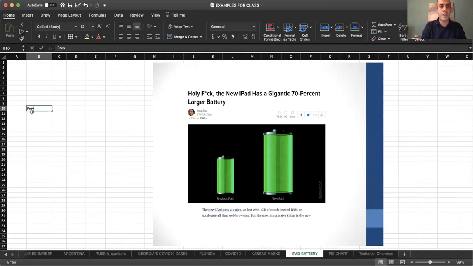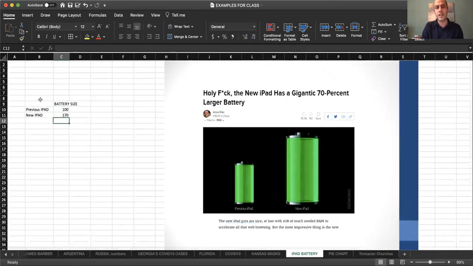Let me type here. We don't have any data here. We don't see any numbers, but a previous iPad and new iPad. And the batteries are, and then the battery size. I don't know the numbers, but I can see that it's 70% larger. So if the previous was 100, this is 170. So I just put it like this.